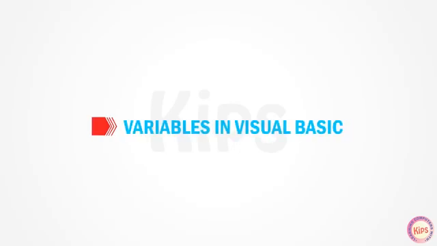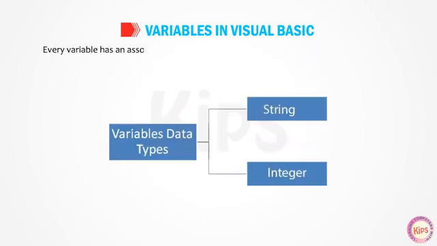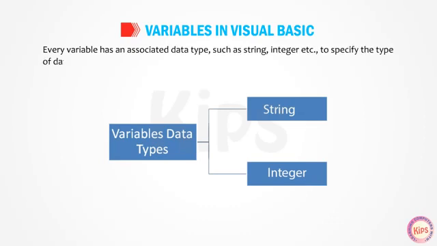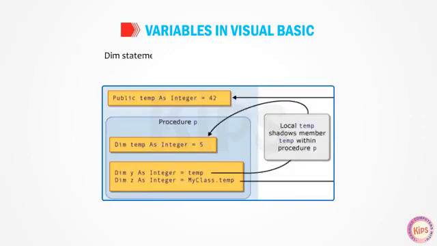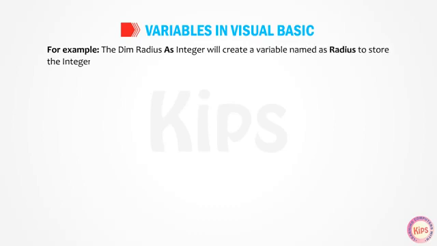Okay, let us understand variables in Visual Basic. A variable refers to a named memory location used to store data temporarily. It has a unique name which is used to identify it in the program. Every variable has an associated data type, such as String, Integer, etc., to specify the type of data it can hold. The Dim statement is used to declare a variable in Visual Basic. Syntax: Dim variable name As data type. For example, Dim radius As Integer will create a variable named radius to store integer values.